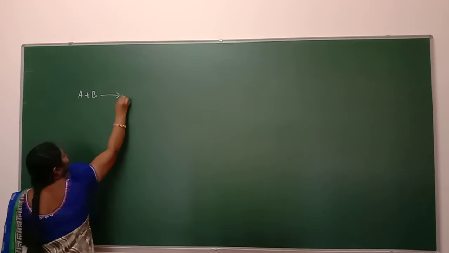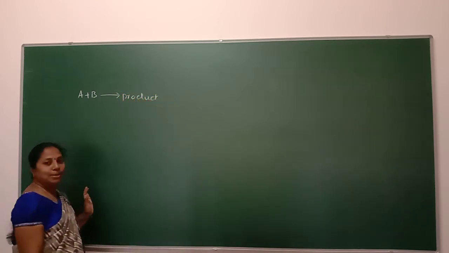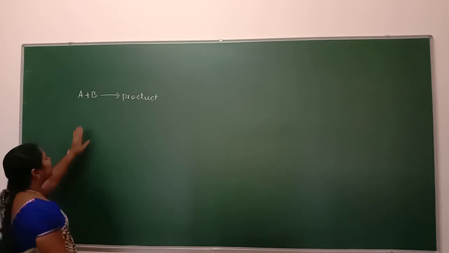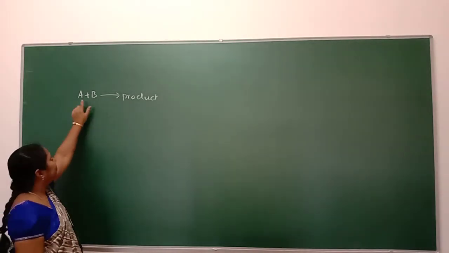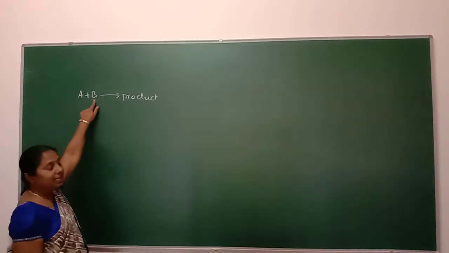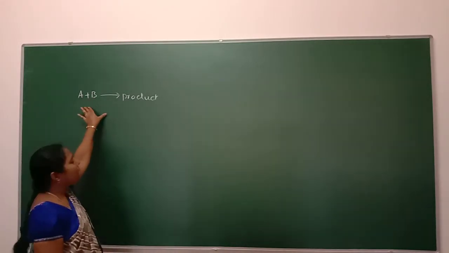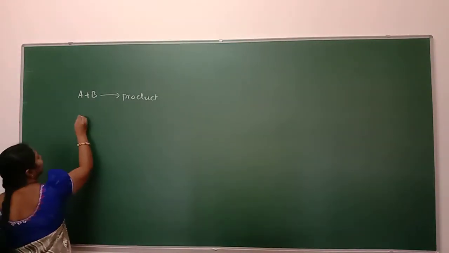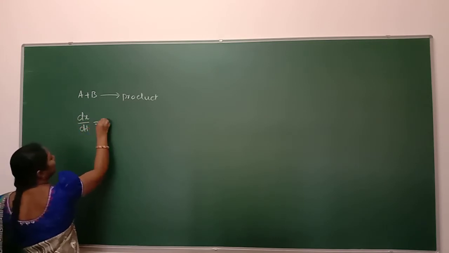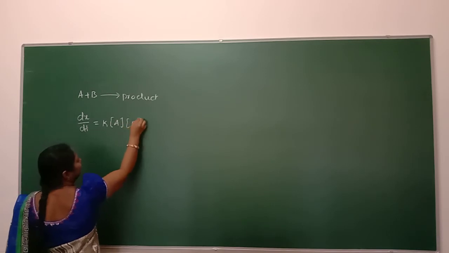A plus B gives product. This is nothing but one of the second order reactions where A and B are the reactants, they combine to form a product. For this, how can we write the rate expression according to the law of mass action? That is dx by dt is equal to K into concentration of A into concentration of B.